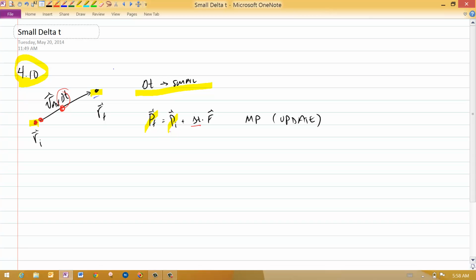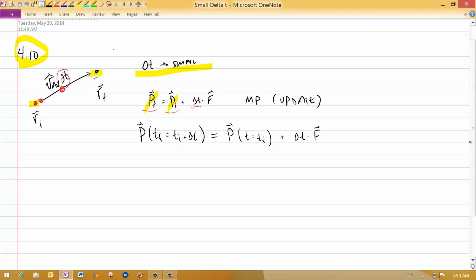If delta t is very, very small, then the momentum will hardly have changed at all from one instant to the next. So instead of writing final and initial, I'm going to write the momentum as a function of time. It's a vector function of time, but it is a function of time nonetheless. It is the momentum at the final time, which is the initial time plus some very small time I'm going to call delta t. Eventually I'll take the limit as delta t goes to 0. And that's still equal to the momentum at the initial time, which is just t equal to t initial, plus delta t times whatever force is being applied to the system during that time, delta t.